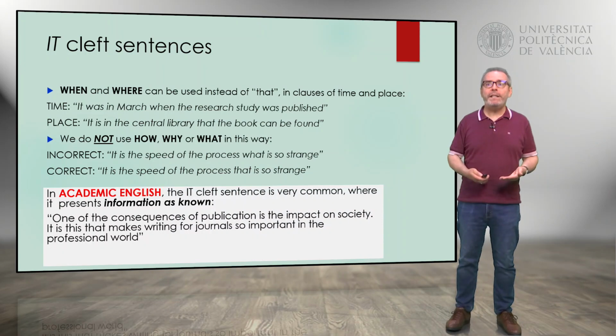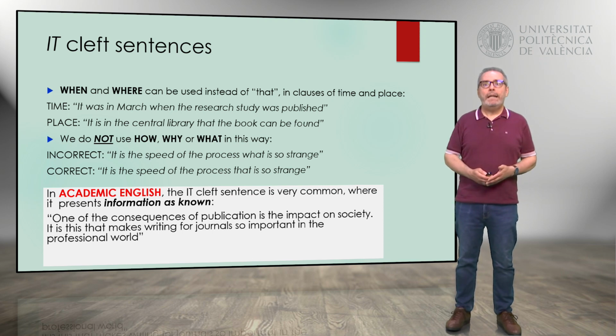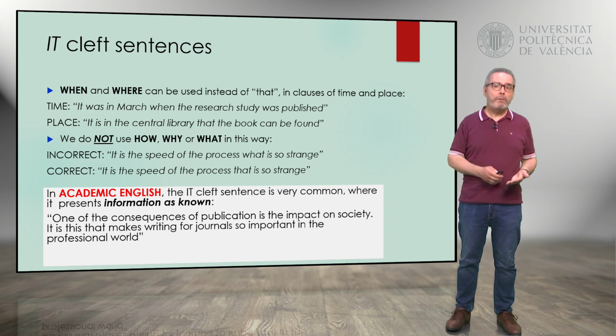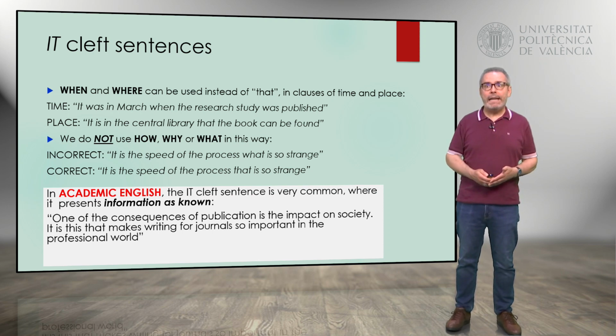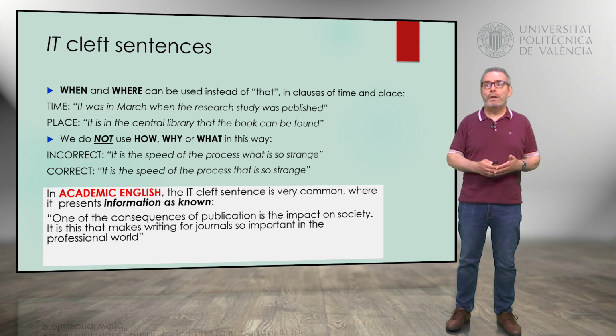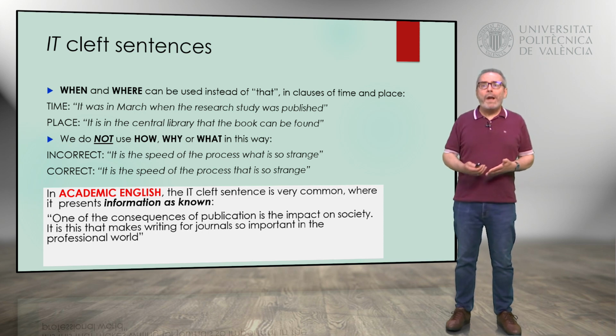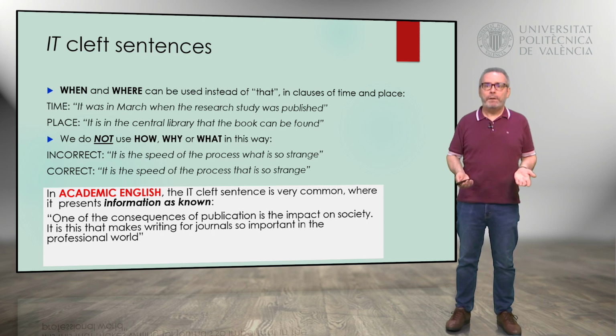When and where are alternatives to that, also correct in cleft sentences, when we're talking about time and place elements. For example, in time, it was in March when the research study was published, or we can emphasize the place. It is in the central library that the book can be found. Or where the book can be found. It could be also possible here.